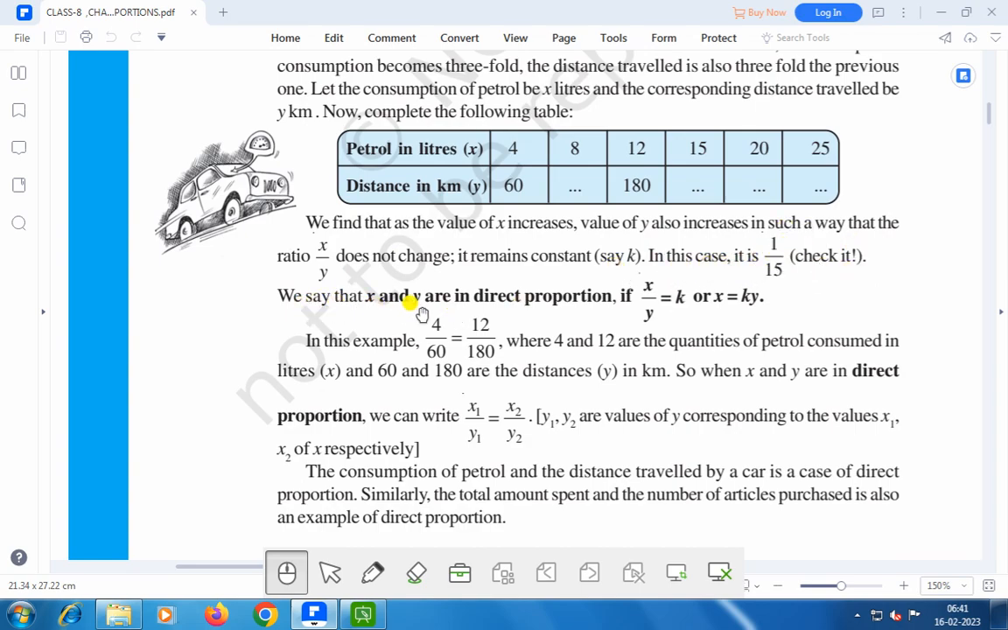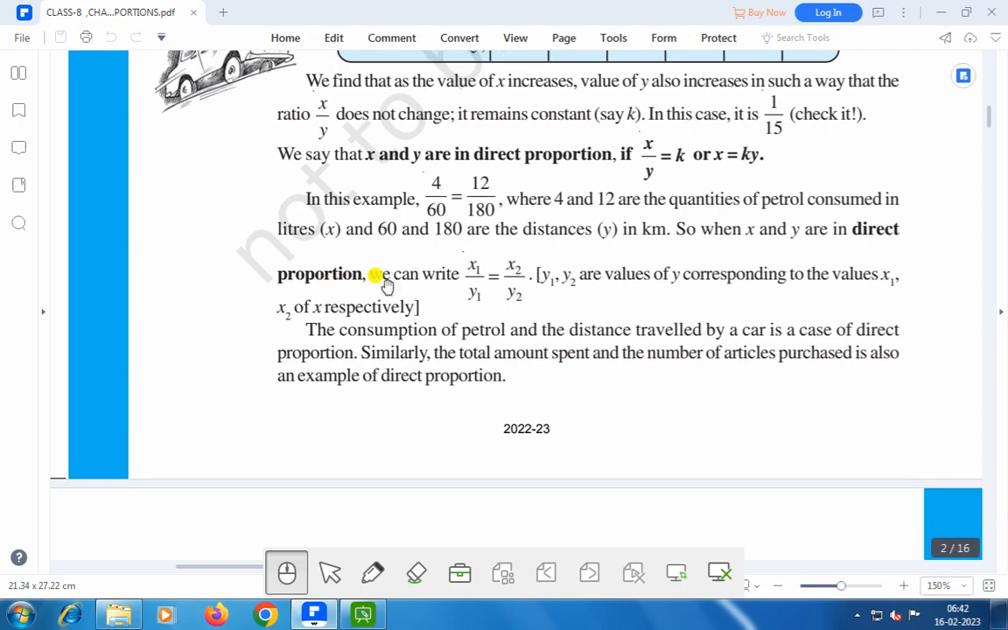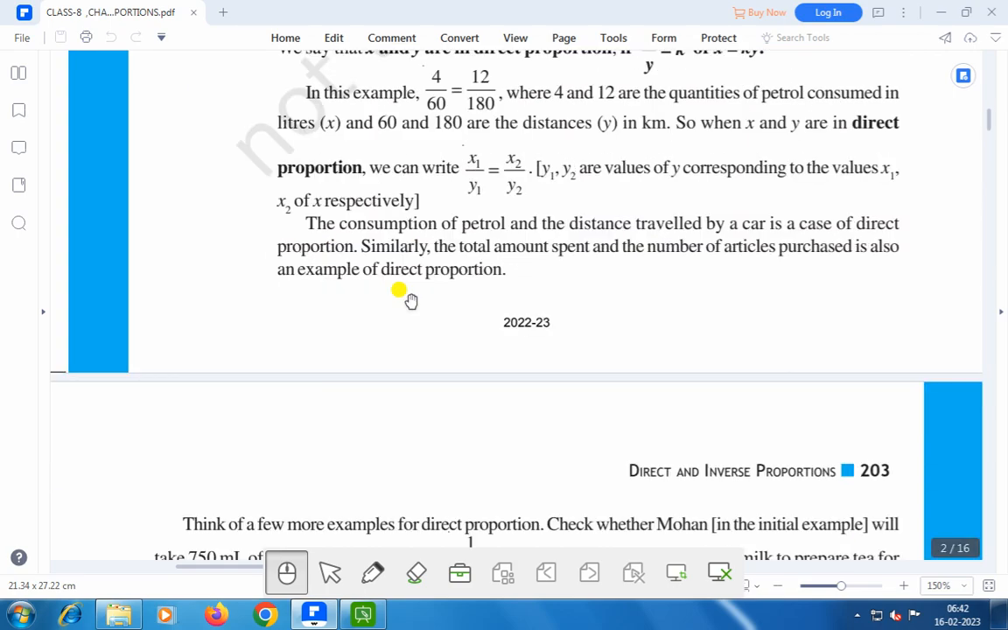We say that x and y are in direct proportion if x by y is equal to k, or x equal to ky. In this example, 4 by 60 equals 12 by 180, where 4 and 12 are the quantities of petrol consumed in liters and 60 and 180 are the distances y in kilometers. So when x and y are in direct proportion, we can write x1 by y1 equals x2 by y2, where y1 and y2 are the values of y corresponding to the values x1 and x2 of x respectively.